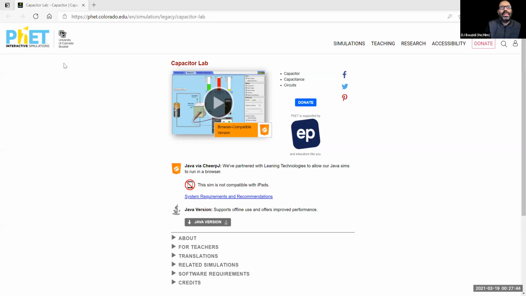So are you guys looking at the PhET interactive simulation, Capacitor Lab? Yes? Okay, this is actually an HTML file. It will tell you if your browser is compatible with it or not. If it's not, then it's not going to work for you.